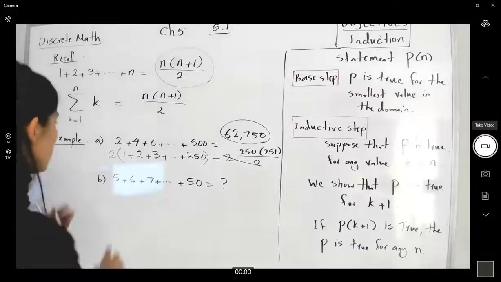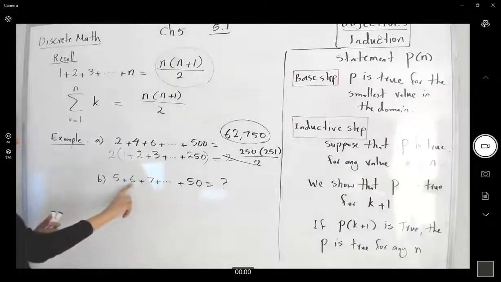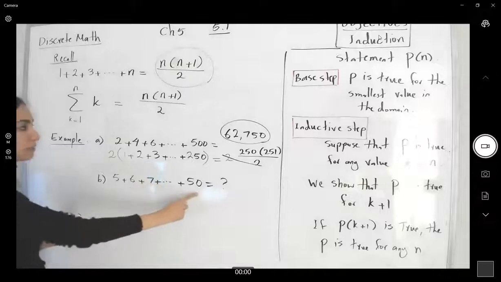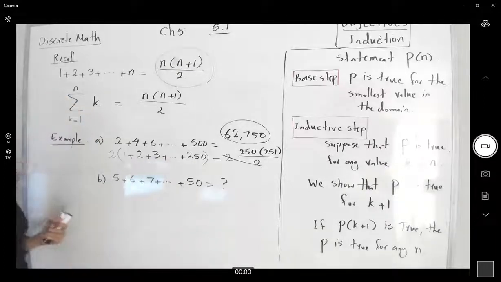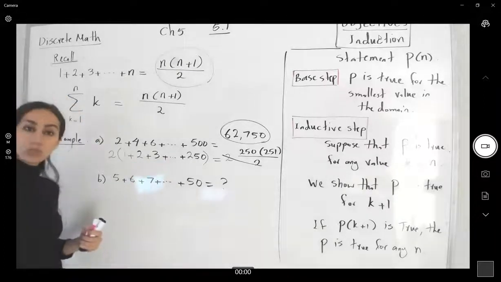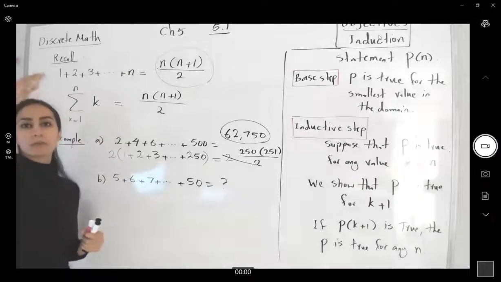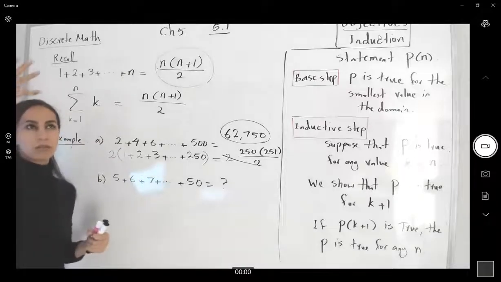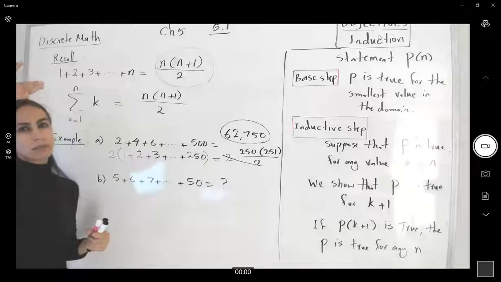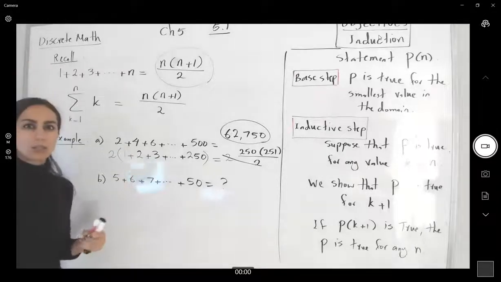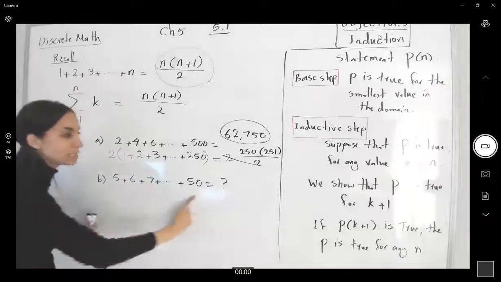Perfect. So what do we have here? We have 5, 6, 7, 50. It doesn't start from 1. So 1, 2, 3, and 4 are missing. Okay, 1 plus 2, 3, 3, 3, 6, 10. So 10 is missing from this sum.